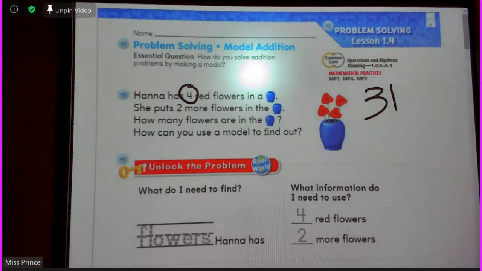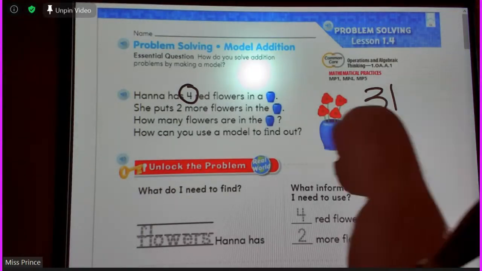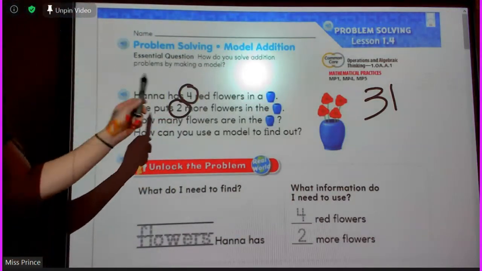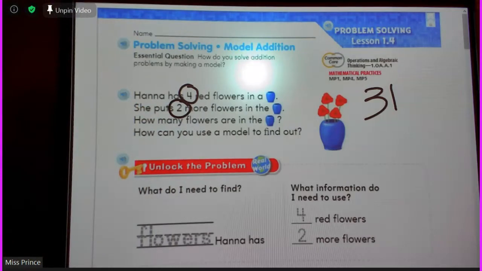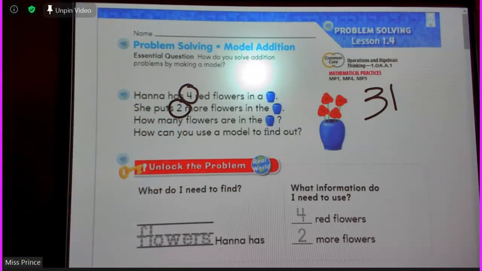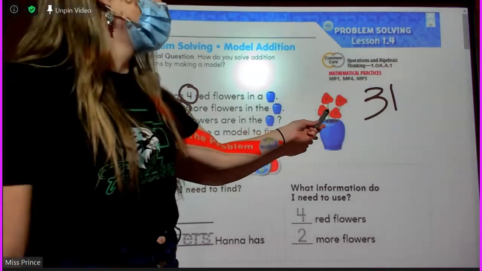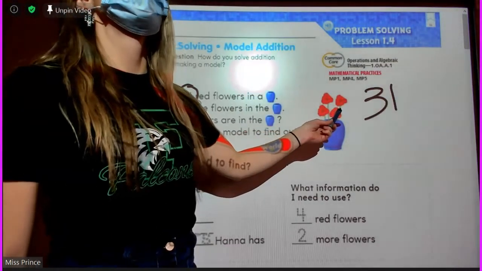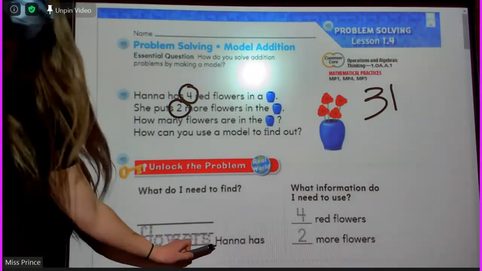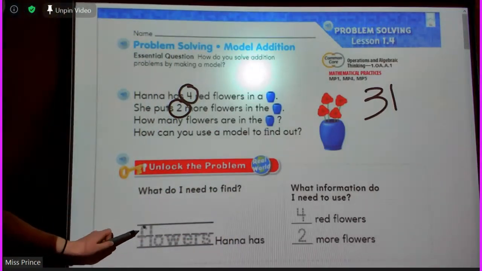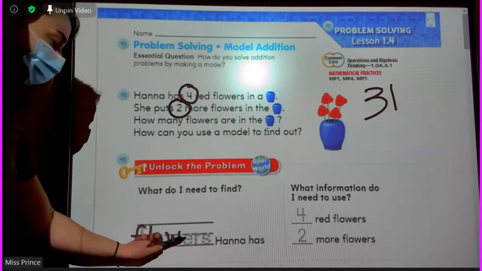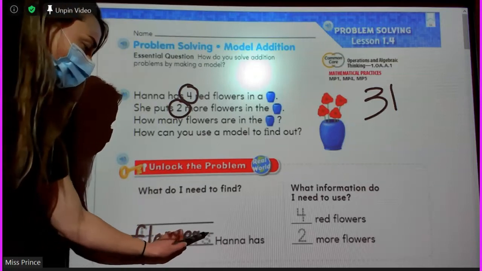Thank you. You're welcome. So, she has 4 red flowers, and she puts 2 more in the vase. So we circle the 4 and the 2. Our question is, what do I need to find? What are we trying to figure out? How many flowers? So we have the word down here, flowers, that they wrote out, and we're just going to trace over it. Flowers.